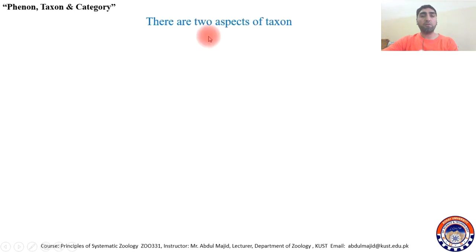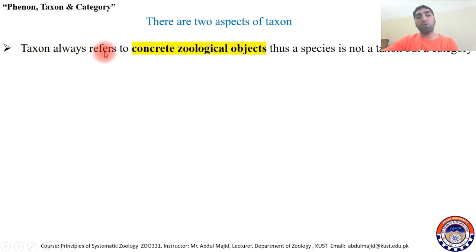Now there are two aspects of taxon. Number one, taxon always refers to concrete zoological objects. So keep this in mind, that taxon always refers to concrete, actual, real zoological objects. Thus a species is not a taxon. The word species is not a taxon, it is a category. But for example, Homo sapiens, or a human being, or a bird, is a taxon. But species is not a taxon.